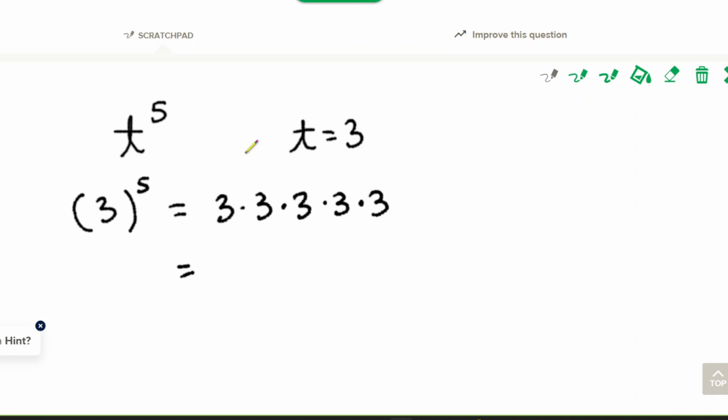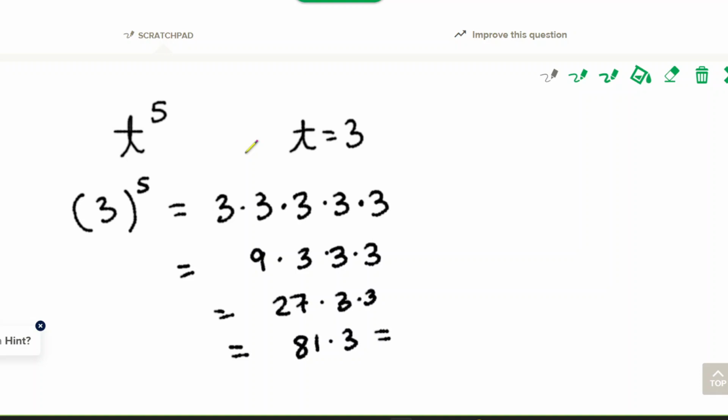Okay, and then you can work it 2 at a time if you want. 3 times 3 is 9. Then times 3 times 3 times 3, right? And then, 9 times 3 is 27. And then you still have the 2 factors of 3 left, right? 3 times 3. Then 27 times 3 is 60 plus 21, right? So that's 81 times 3. And then finally, 3 times 81, that's 240 plus 3, that's 243. All right, so the final value here, 243.